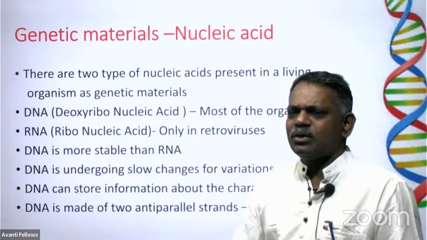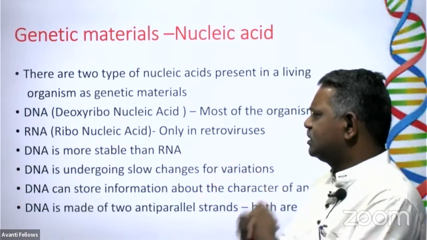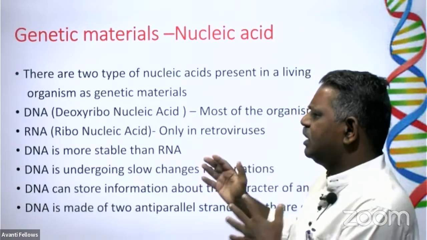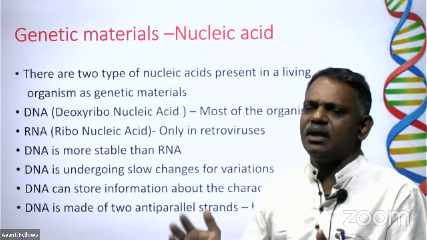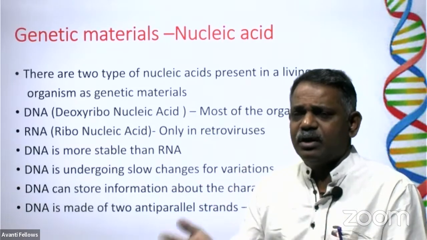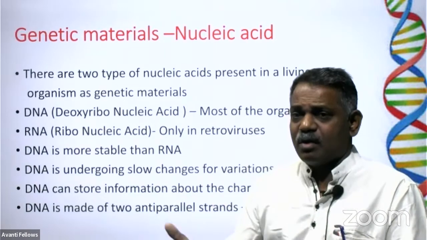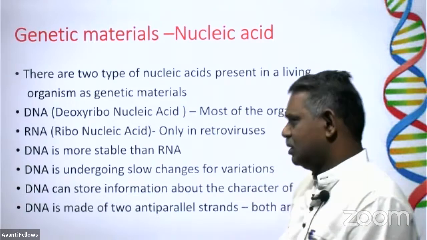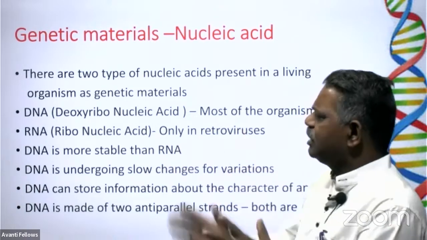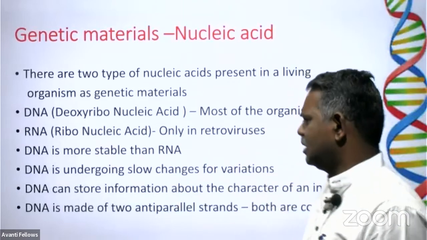But why do most individuals prefer DNA as the genetic material? The reason is very simple. DNA is more stable than RNA. Genetic material should be stable. It should not change its chemical nature according to the climate, or the physiological aspects of the individual, or the age of the individual. It should be somewhat stable. That is why all individuals except retroviruses use DNA as the genetic material.